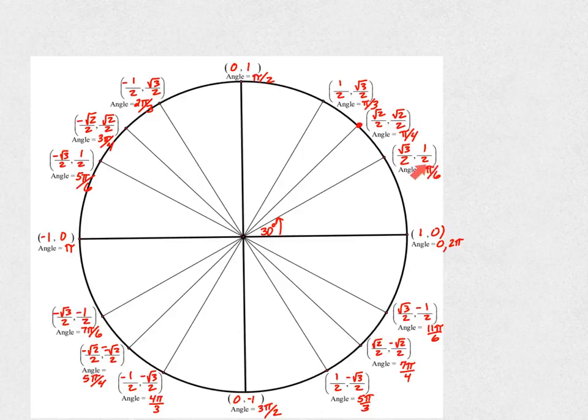When it's pi over 6, the √3 over 2 goes first. When it's pi over 3, which is here, here, here, and here, 1/2 is the first fraction. And again, it depends upon which quadrant you are in. You will have to put a negative on some of those values.